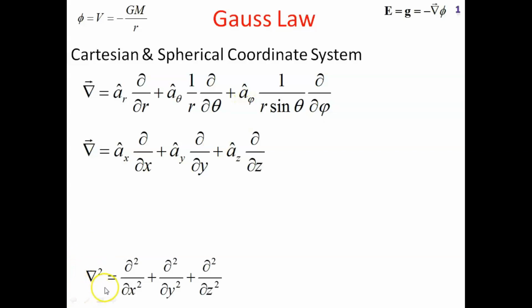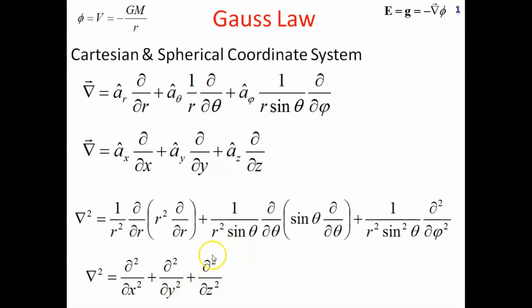Similarly, the del square operator can be expressed as appearing here. When you operate del bar dot del bar, it will offer you del square by del x square plus del square by del y square plus del square by del z square. This is operated on some scalar function so that the Laplacian operator can be estimated. In spherical coordinate system, the Laplacian operator appears as on the screen.